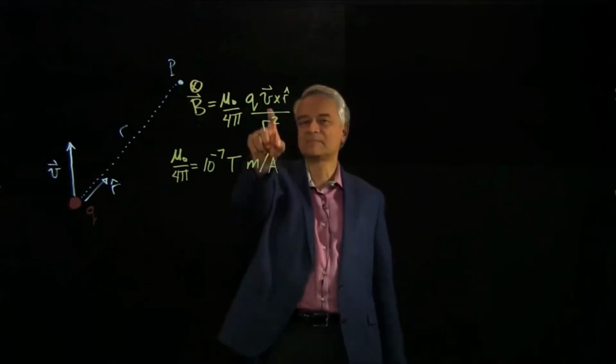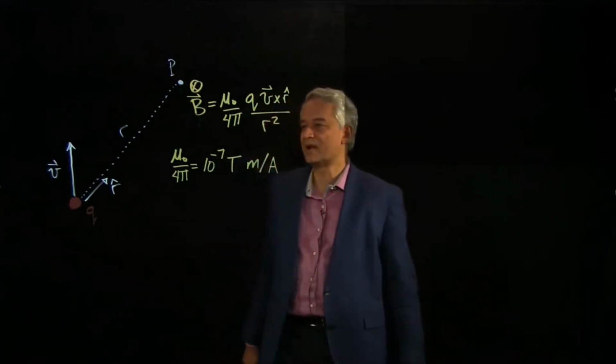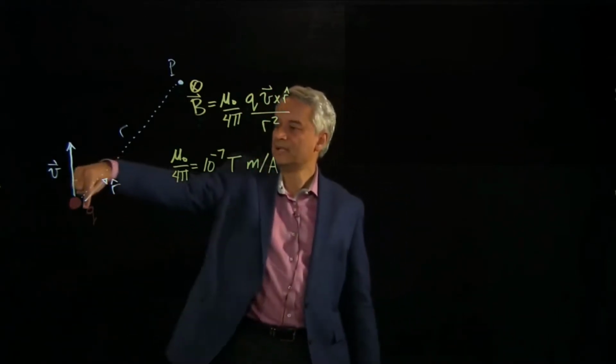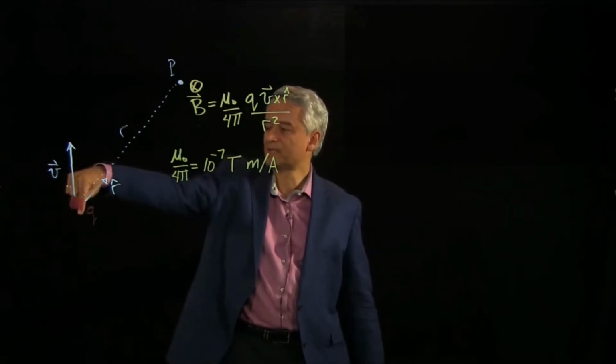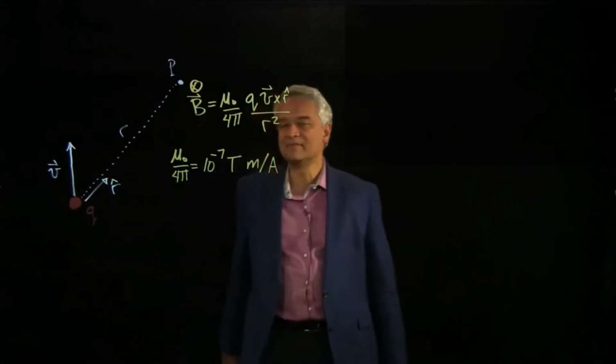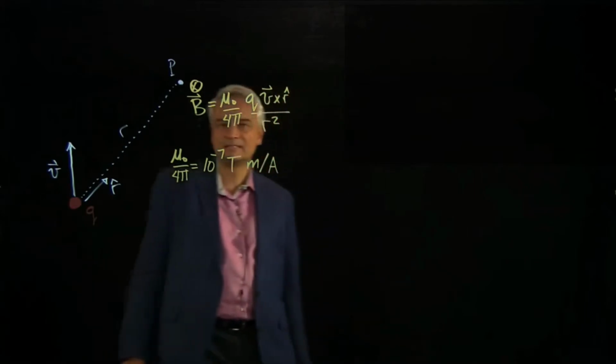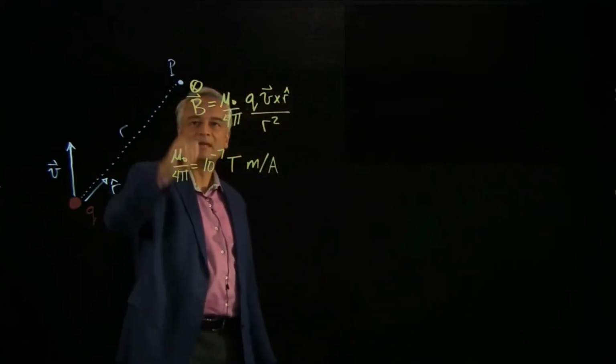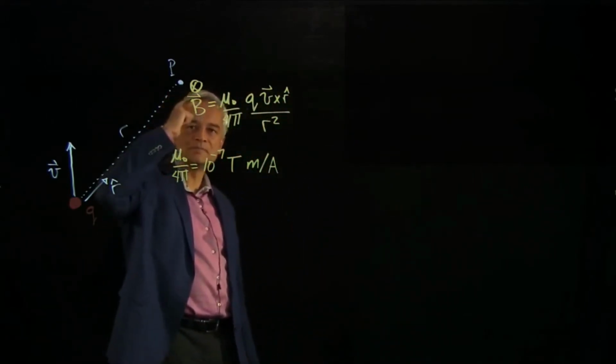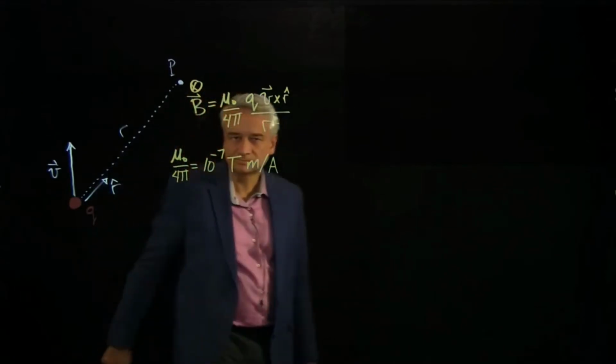So in particular, it depends not only on the magnitude of V, but the direction of V. For example, if this charged particle were moving this way, then the sign of the magnetic field would flip. And instead of pointing from you towards me, it would be pointing from me towards you.